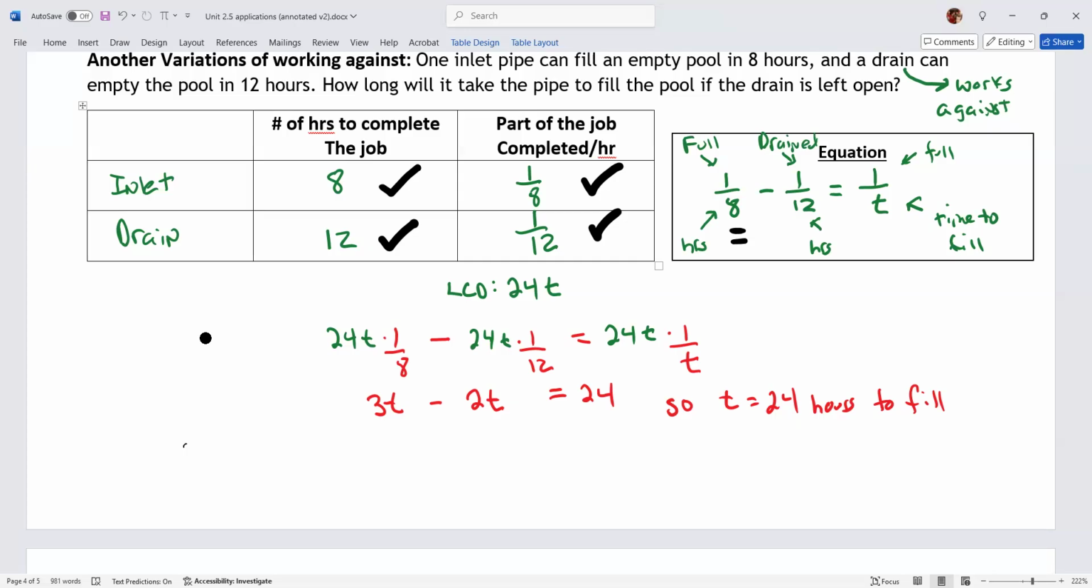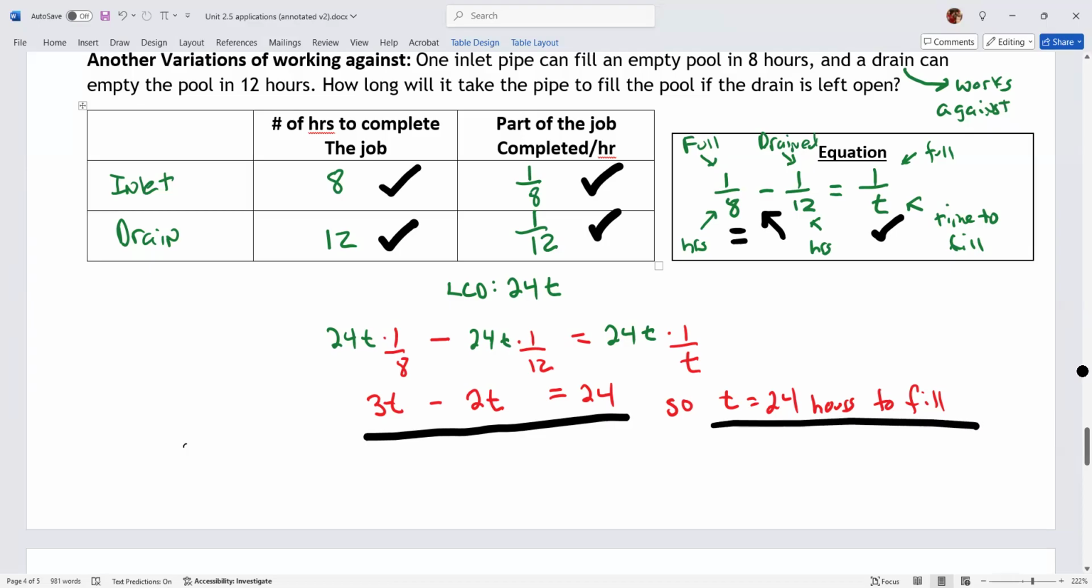And the question is, when is the pool going to be filled? Well, I'll have the one full pool in T hours. So I don't know how long it will take if they're working against each other. The only variation here is the subtraction because it is draining and not helping. Same process, my lowest common denominator is going to be 24T. You can see that in green. My original equation in red, 1/8 minus 1/12 equals 1 over T. Do your cancellations. You quickly end up with a very simple equation to solve. It solves, and the pool will ultimately be filled in 24 hours.